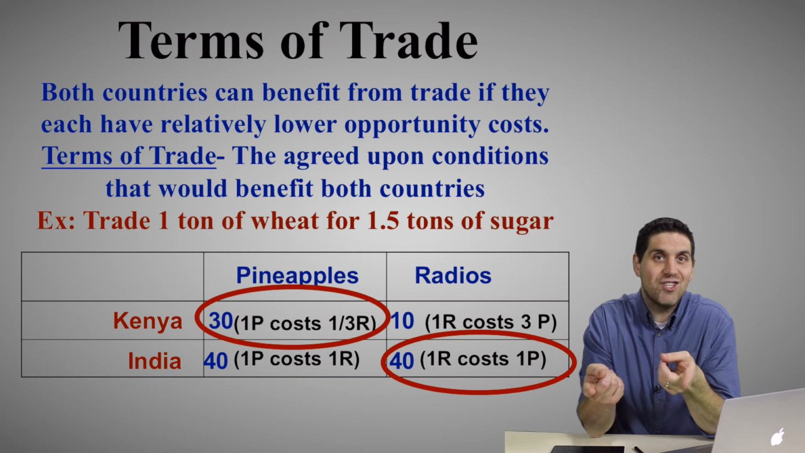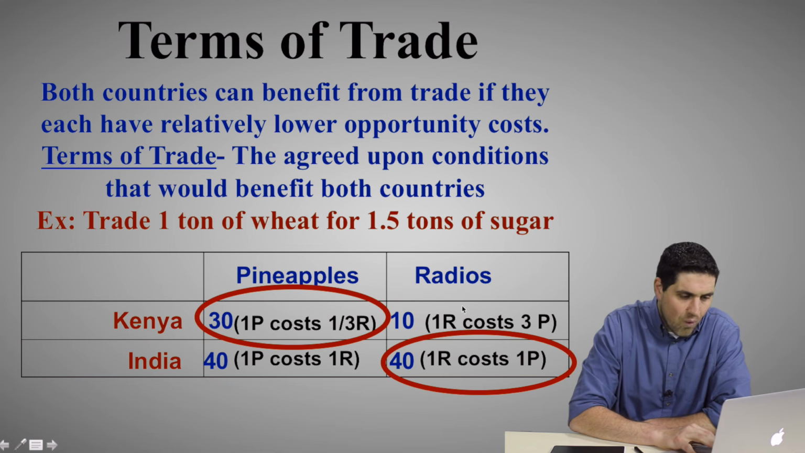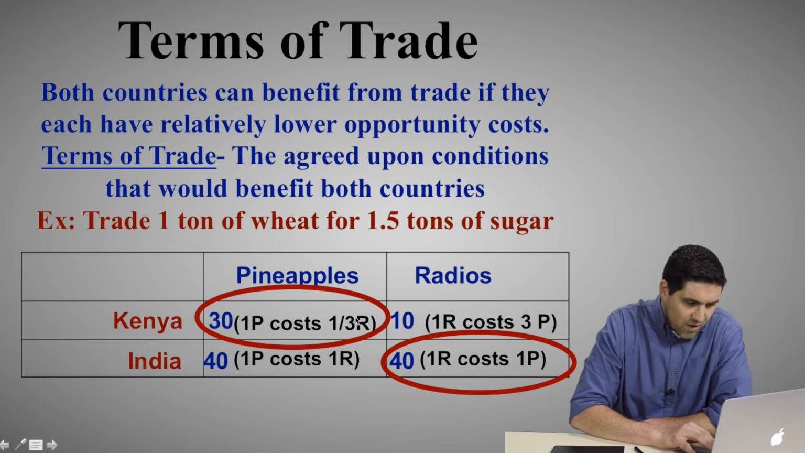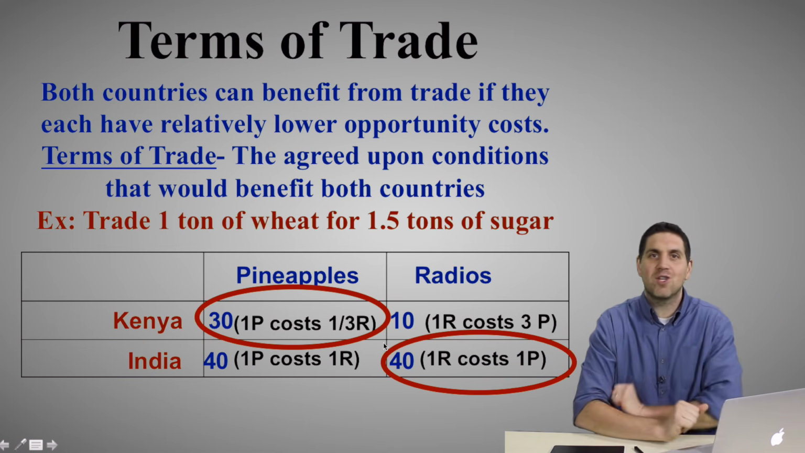Now, let's use the quick and dirty check to see if you're actually right. 30 times 40 gives you 1,200. 40 times 10 gives you 400. 1,200 is higher. That must be the right answer. Done. Output question. That's the quick and dirty.